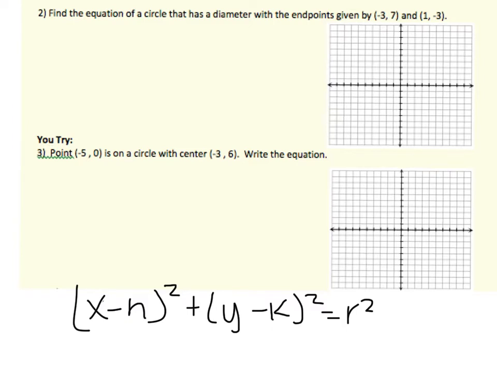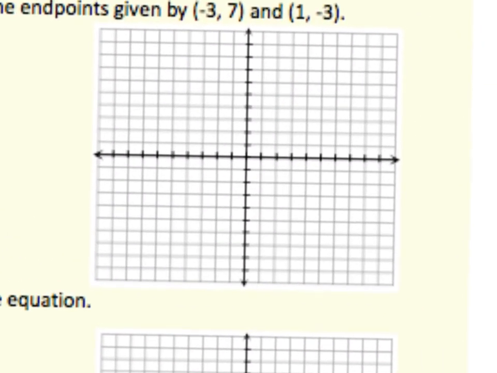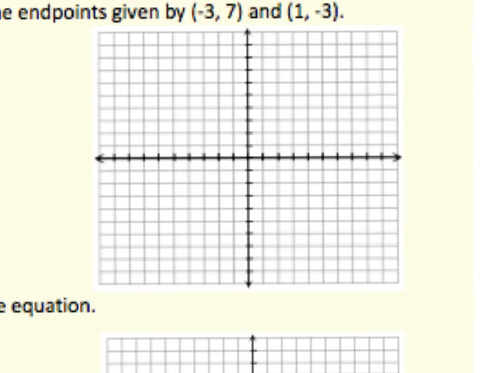Find the equation of a circle that has a diameter with the endpoints of (-3, 7) and (1, -3). I'm going to draw myself a picture here and use the graph to figure out what's going on. So I have (-3, 7), that's one endpoint. The other endpoint is (1, -3). So there is my diameter of my circle. I know that's a terrible circle, but imagine.